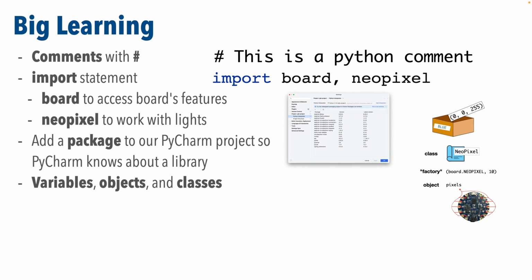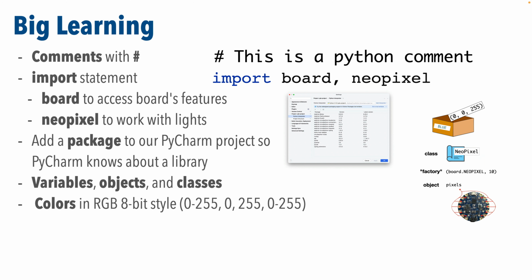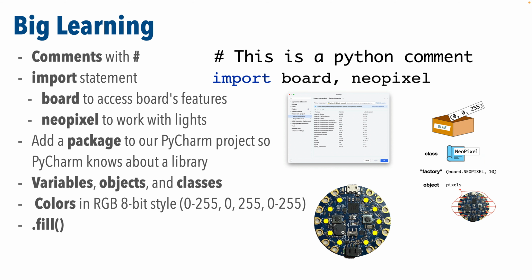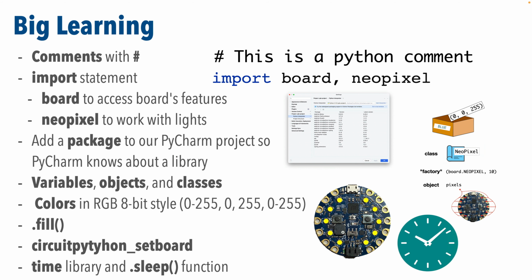We got an intro to variables, objects, and classes. We learned how computers define colors using RGB values, and we saw how to use these values with numbers between 0 and 255 to create colors. By the way, those 0 to 255 RGB values are referred to as 8-bit colors. We used the .fill function from the NeoPixel library. We let PyCharm know which board we were using by applying the CircuitPython setBoard command, and that gave us proper access to the board library features for our board. And we used the time library's sleep function.